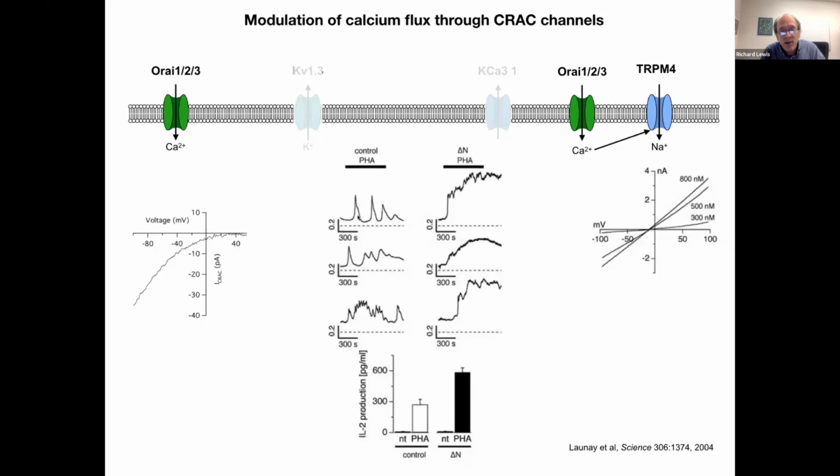In control Jurkat cells, treatment with phytohemagglutinin, which stimulates the T cell receptor, typically evokes a series of calcium oscillations, characteristic of a moderate response. But when the channels are suppressed by the dominant negative construct, the same treatment evokes a much larger and more sustained calcium rise. And this effect was accompanied by an increase in the production of IL-2 by these cells, suggesting that depolarization by TRPM4 normally acts to reduce calcium signaling and control the magnitude of downstream activation events.